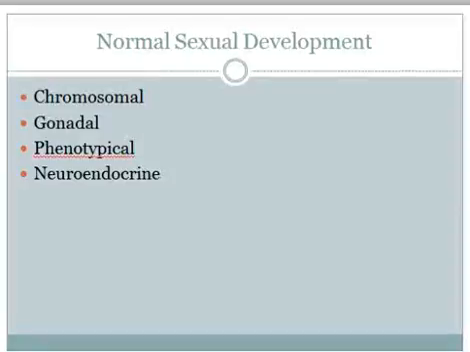And then finally, neuroendocrine development, we're basically thinking about puberty, where sexual development is essentially paused after the birth until puberty hits, and then we have continued sexual development under the influence of hormones. So that's where the neuroendocrine piece comes in.